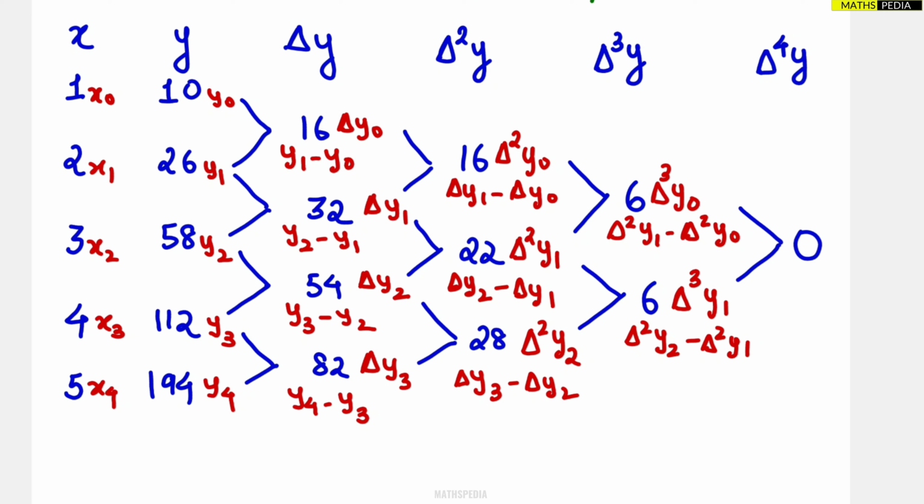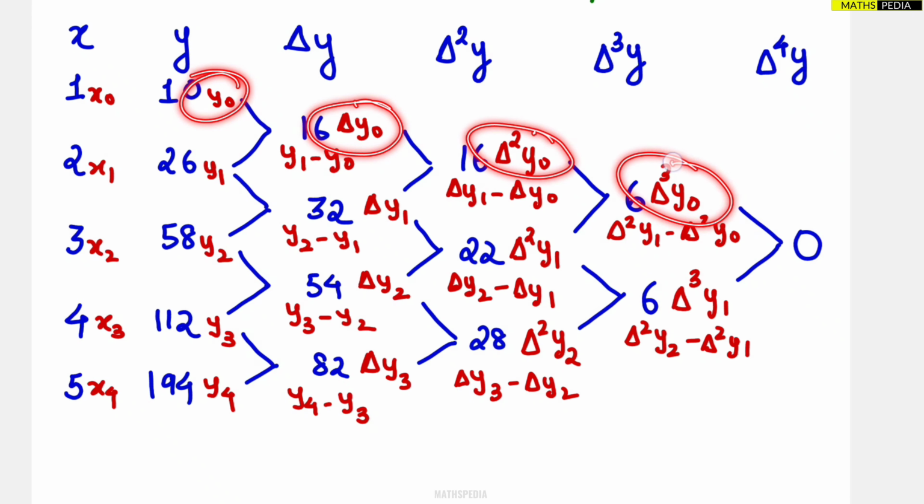One more thing, if you are getting 0 here, 0 here, both zeros, then no need to go further, because already the next step it will be 0 itself. 0 minus 0 is 0. Okay, so we have finished till here. Now we have to focus on which values. As far as Newton's forward interpolation formula is concerned, we are focusing on y0, delta y0, delta square y0, delta cube y0. Delta power 4 y0, no need to bother.